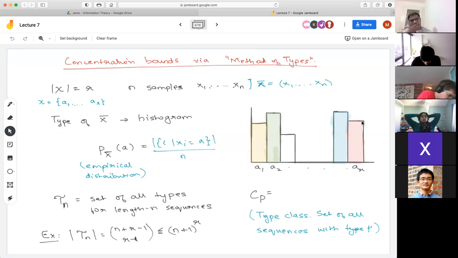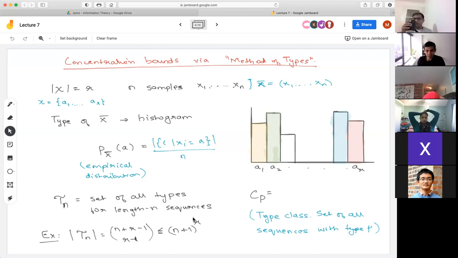And you can check that, again by just counting, this is just the number of times A1 can occur, the number of times A2 can occur, and so on. So the collections of R natural numbers such that they add up to n total is just the size of this set T_n. And you can check that it's upper bounded by (n plus 1) to the R.